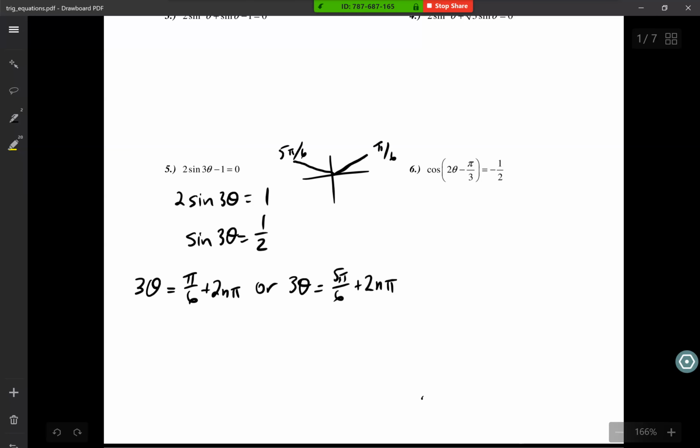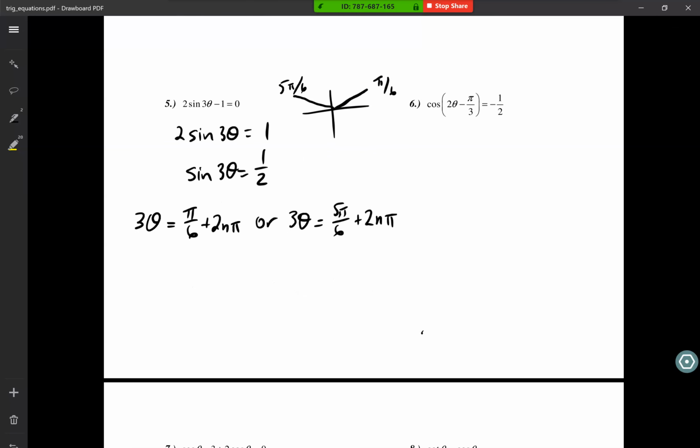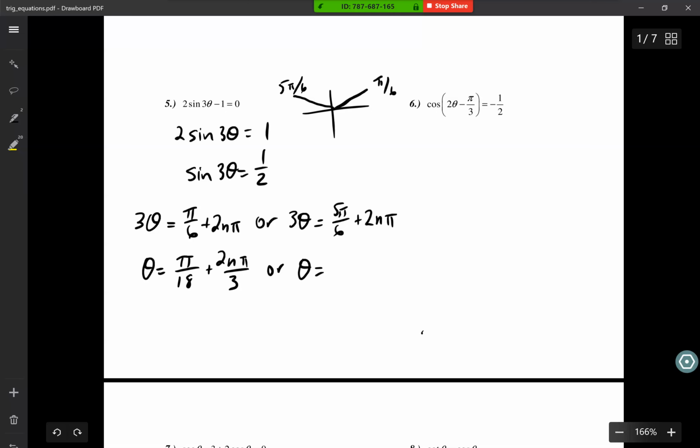The last thing we need to do for this one, though, is get theta by itself. So to get theta by itself, we'll divide both sides by 3. When we divide the pi over 6 by 3, or think about multiplying it by a third, we would have pi over 18. And we also have to divide this one by 3 as well. So we would have 2n pi over 3. Or do the same thing over here. We would have 5 pi over 18 plus 2n pi over 3.